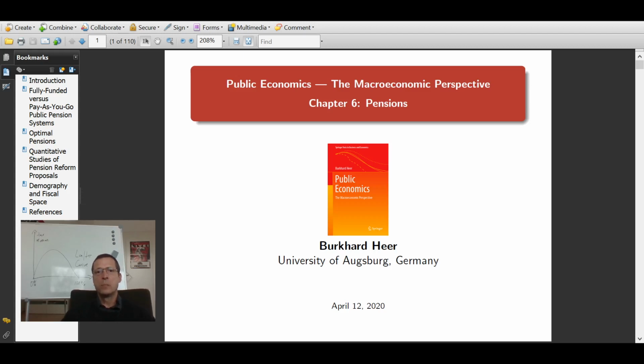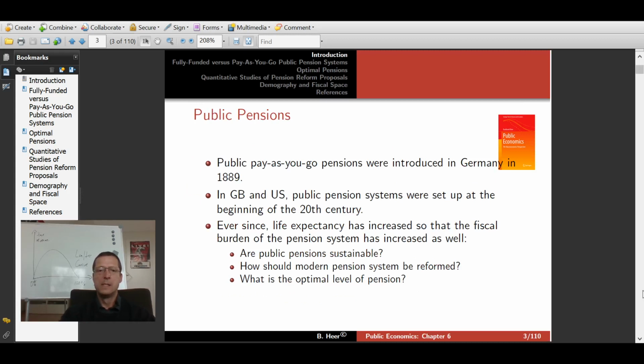These are the slides on my book, Public Economics, the Macroeconomic Perspective, Chapter 6, Pensions. Now, public pay-as-you-go pensions were introduced probably for the first time in the world in Germany in 1889. At this time, Otto von Bismarck, a chancellor, was trying basically to appeal to the working class people in Germany. He was facing the Social Democratic Party and tried to win over the working class people, which he did not succeed in. And at this time, public pensions did not account for a large share of GDP.